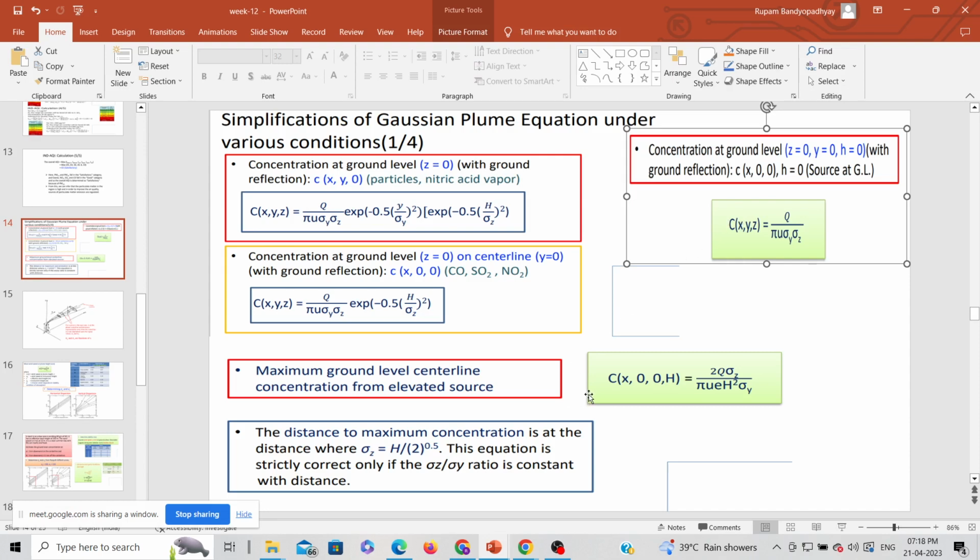So these equations you have to memorize. This is the important one. If you remember only this equation and understand the other situations, you can easily convert it to any other equation. And maximum ground level concentration like this.